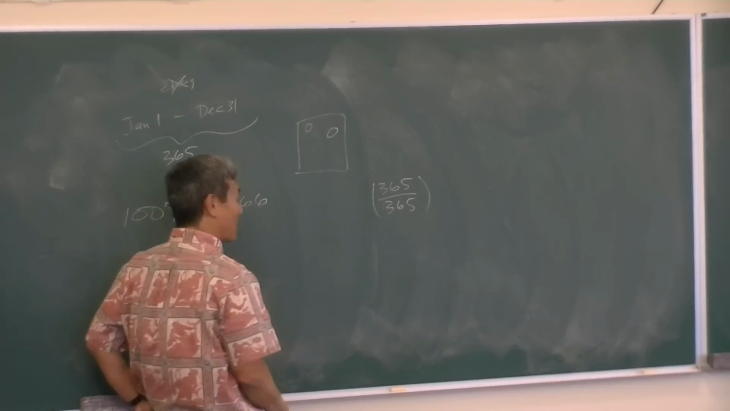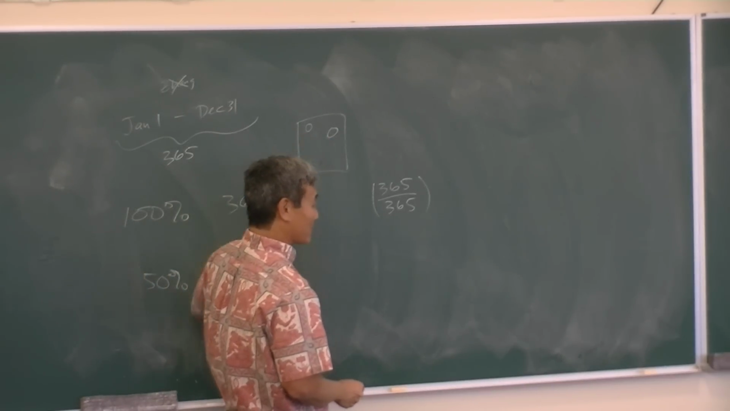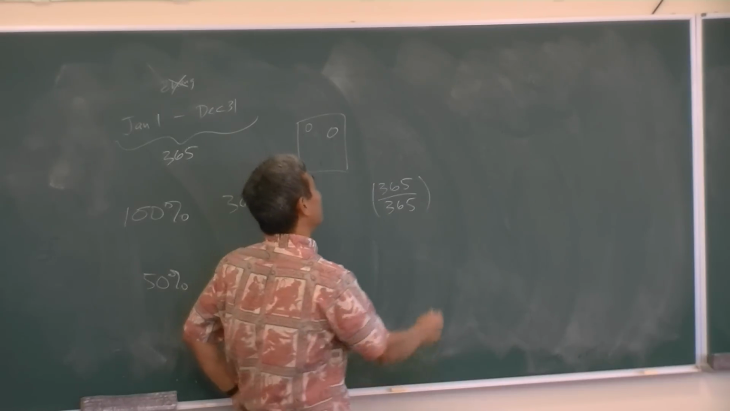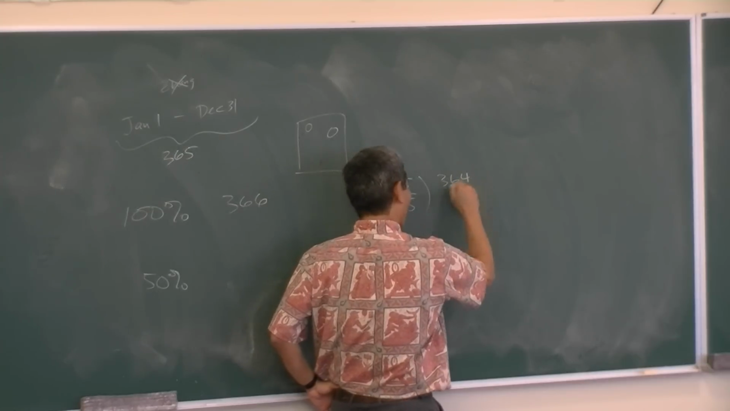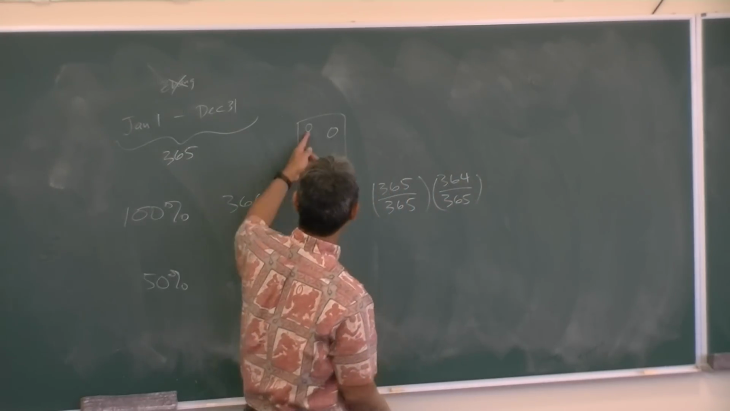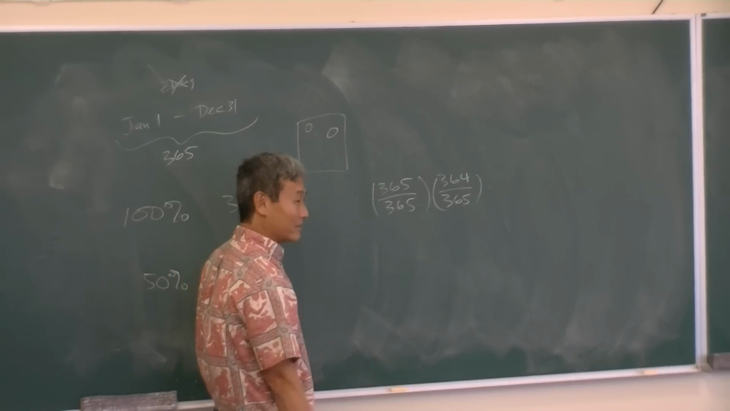Second person comes to the party. What is the probability that this person's birthday is different from that person's birthday? 364 over 365. Everybody agree? Because this person has one of the 365 birthdays, there's only 364 other ones, right?